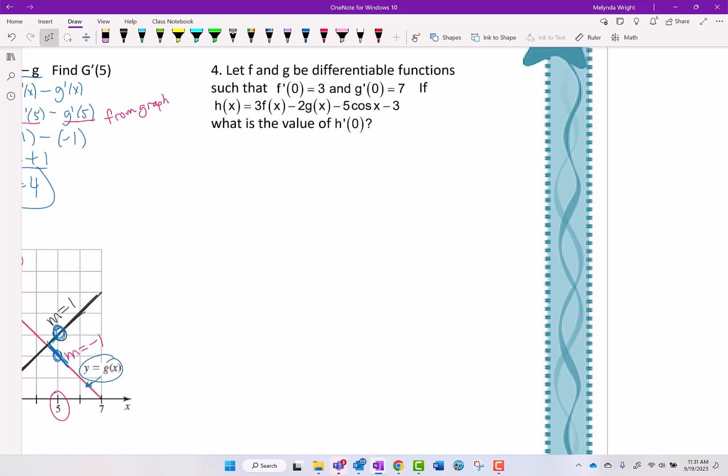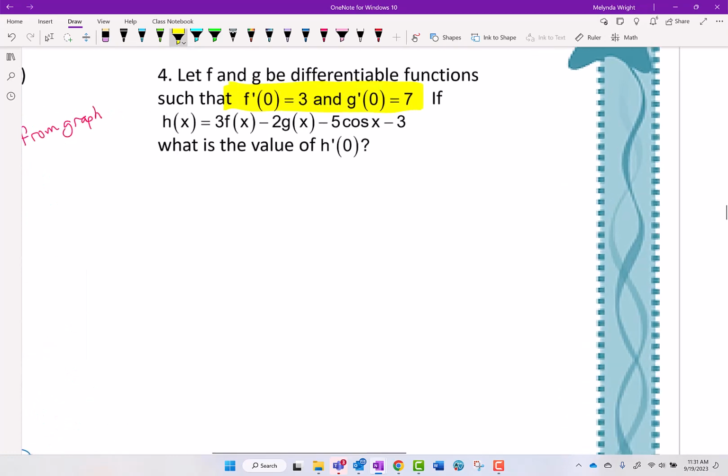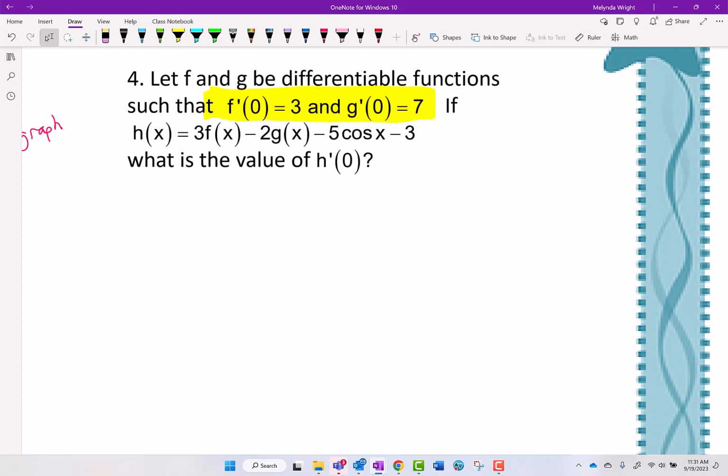So in this particular case, we've got some values. Right now I don't know what we're using them for. I'm going to highlight them. We'll come back to them. I'm sure we'll need them. Maybe we will need them both, maybe we won't. Who knows? But that's what they have for us. They tell us h is this weird function. They want us to find h prime of 0.